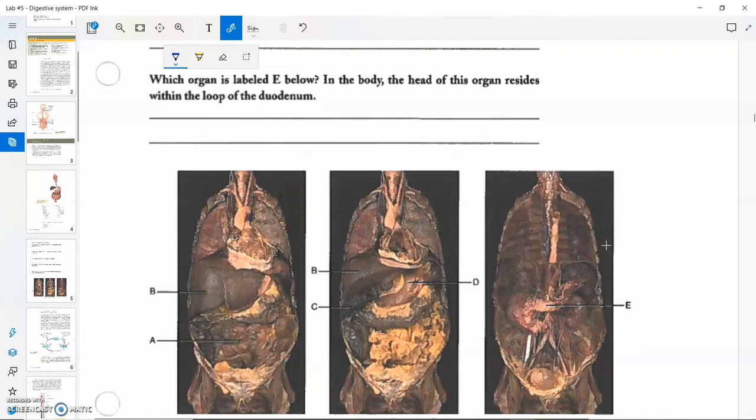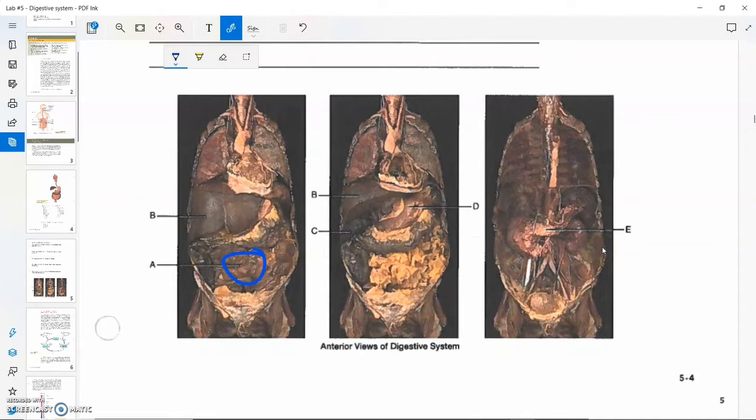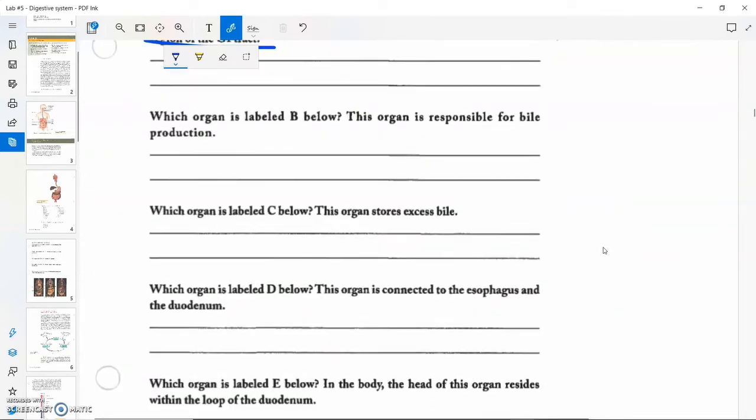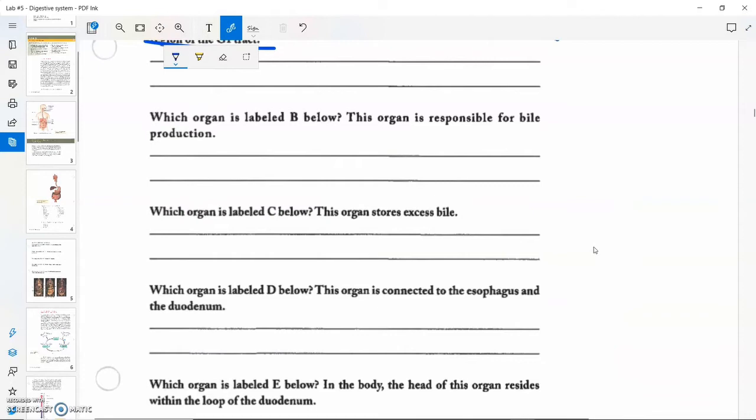So which organ is labeled A below? A is the small intestine. That's the place where nutrients are absorbed. The organ that is labeled B, responsible for the production of bile, is the liver. Different sections are shown in these images. C, the organ that stores the excess bile, right here, is the gallbladder.